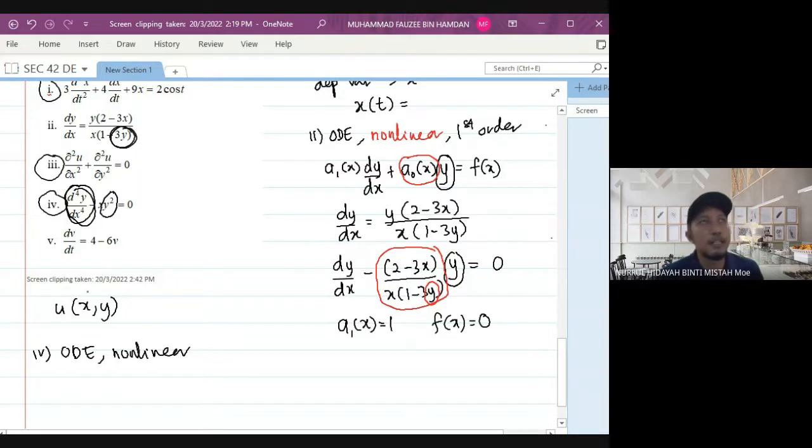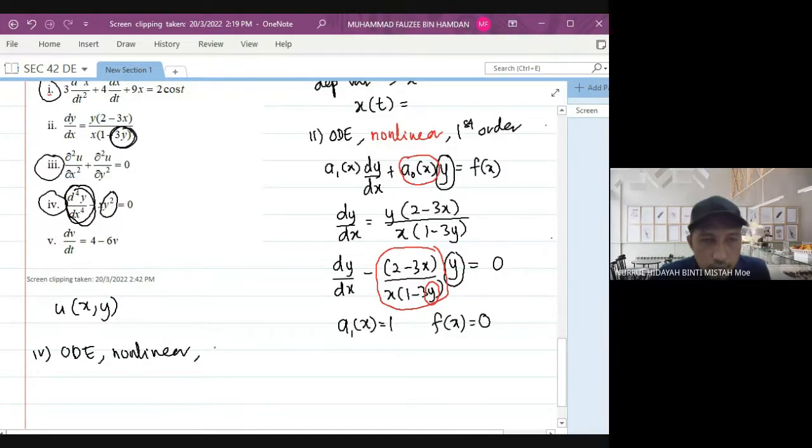We don't want to say someone is correct by accident. Non-linear, correct. The answer is non-linear, but the reason you used is actually wrong. So the reason must be correct. Okay, so non-linear, why? Because we have y to the power of 2.